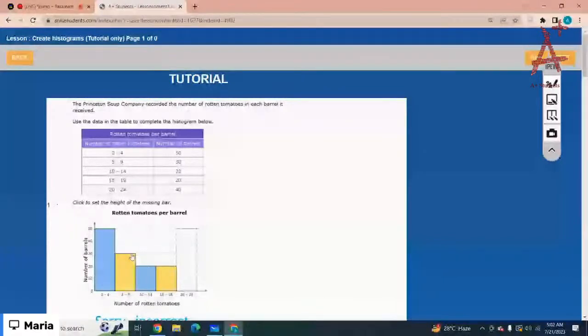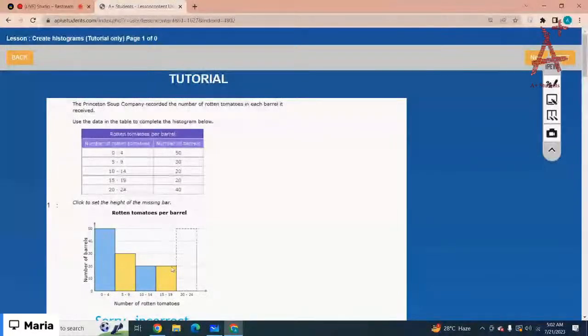So for 0 to 4, you have 50 barrels. 5 to 9 rotten tomatoes, you have 30 barrels. 10 to 14, you have 20 barrels. And 15 to 19 rotten tomatoes, you have 20 barrels. And 20 to 24, you have 40.